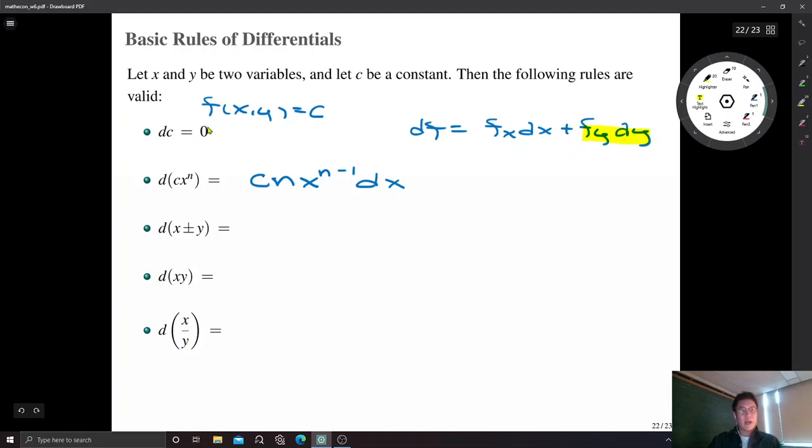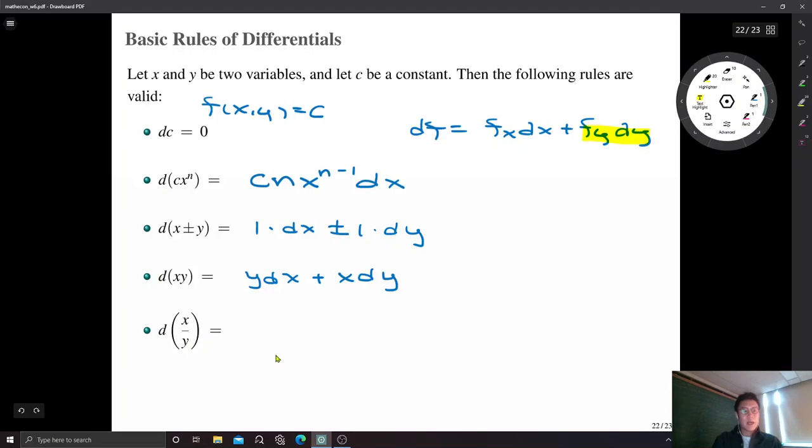And then now the function f is given by x plus or minus y, so f sub x becomes 1, and f sub y, depending on the sign, is going to be plus or minus 1. So we have this. Okay? When f is given by x times y, f sub x becomes y, and f sub y becomes x. So we have this.